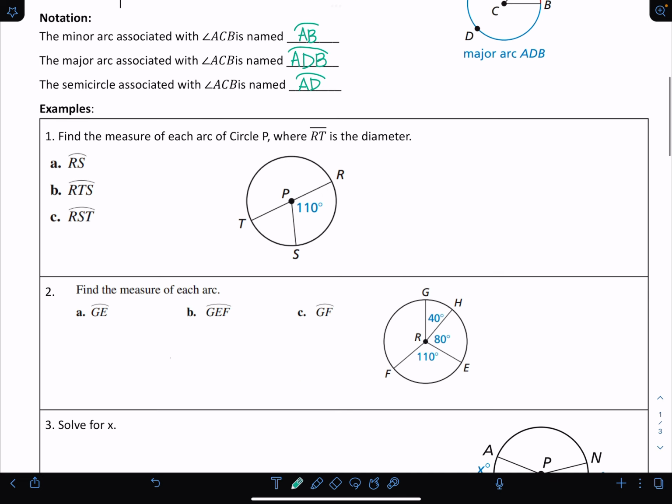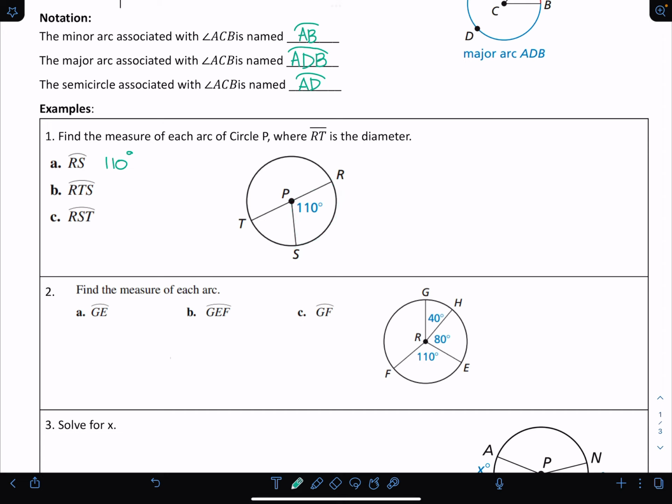For example, down here, find the measure of each arc of circle P where RT is the diameter. First, we should figure out RS. So R is here, S is out here. So we must be talking about this piece of the circle here, and it's already labeled in the picture. This one is 110 degrees.